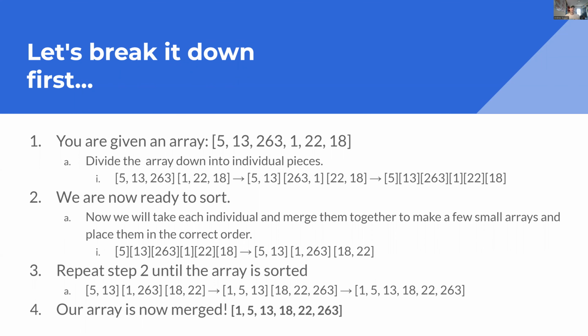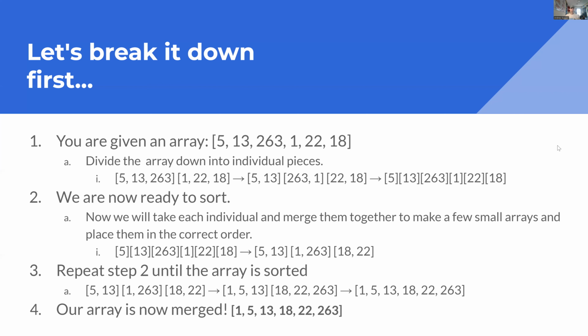So let's break it down first. Say you're given an array of 5, 13, 263, 1, 22, and 18. The first step is to divide the array down into individual pieces. So we take this array and split it in half. Then we have two arrays: 5, 13, 263, and the other one is 1, 22, and 18. And then we further break this down until each and every single data piece exists in its own array. Think of it that way.